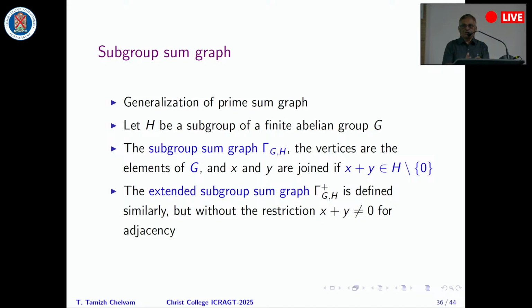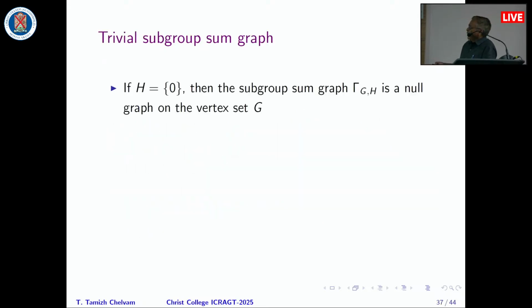Because any prime power of elements forms a subgroup in G. If we take P equal to 2, all squares of elements form a subgroup. Similarly the case of 3, in general, if you take a prime number, all prime multiples form a subgroup. Therefore, these previous graphs are particular cases of this generalization. Okay. And when you take H equal to 0, the subgroup sum graph is nothing but the null graph, because you demand x plus y is non-zero and 0 is the only element. Therefore, there is no possibility of any edge in G.